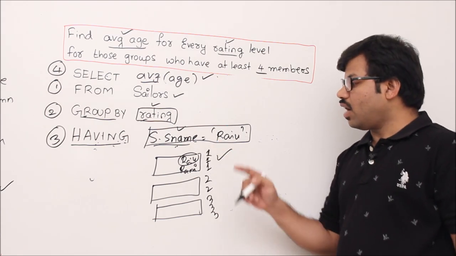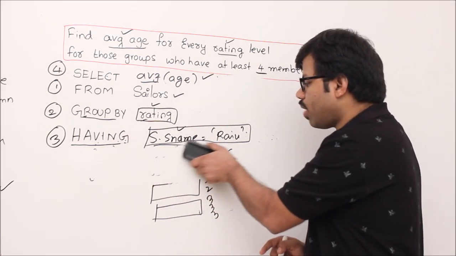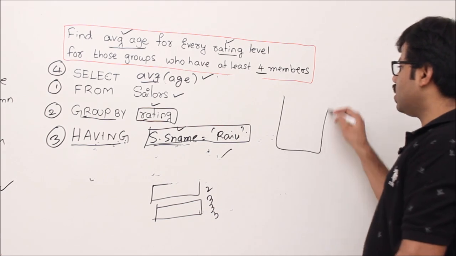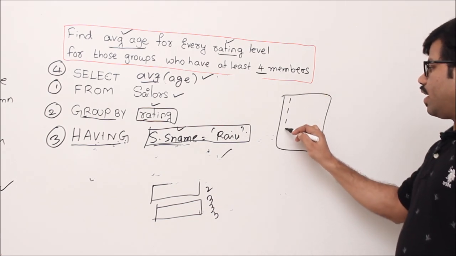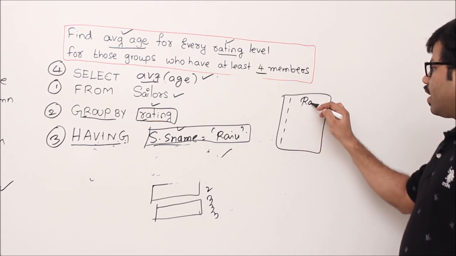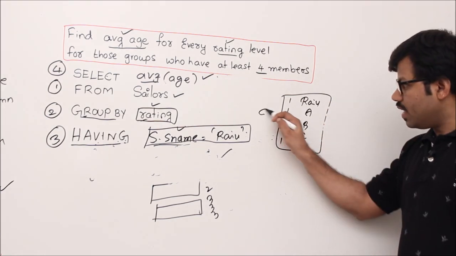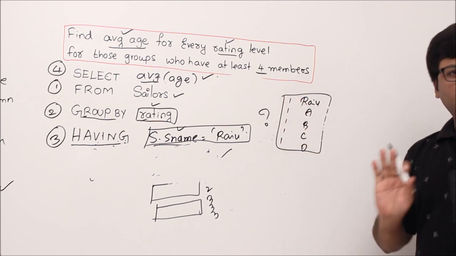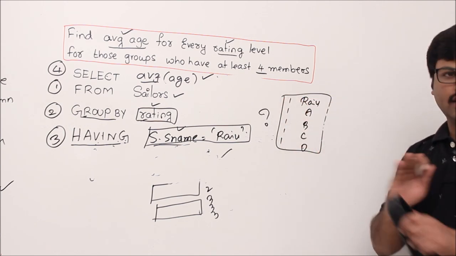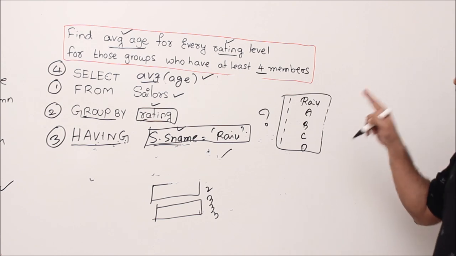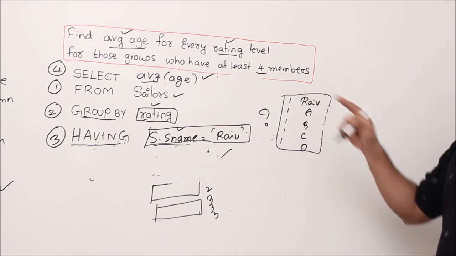So sailor name Raju is not a unique property of the group. What can happen is, for example, this is a group. Rating 1, rating 1, rating 1, rating 1. And names are like this: Raju, A, B, C, D. Now, the question is about selecting or rejecting this group. Either I take it, otherwise I reject. But for that, I should not say that I want a group where the name is Raju.